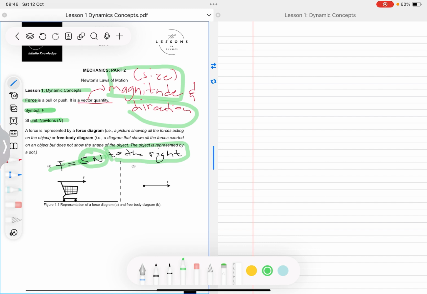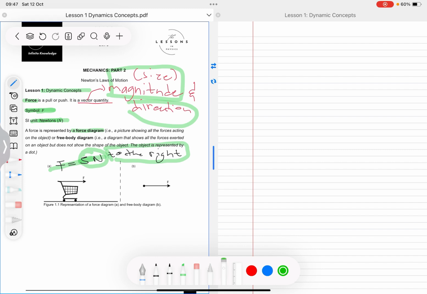Now there are two ways in which we represent the force. One of the ways is by a force diagram. If you look at our diagram A again, this type of diagram is called a force diagram, because we define a force diagram as a diagram that shows all the forces acting on an object and the picture of the object. This picture can be a schematic diagram. Even here it's not really a picture but a schematic. We can see that this thing is like a shopping cart, right? So this type of diagram, we call it a force diagram.